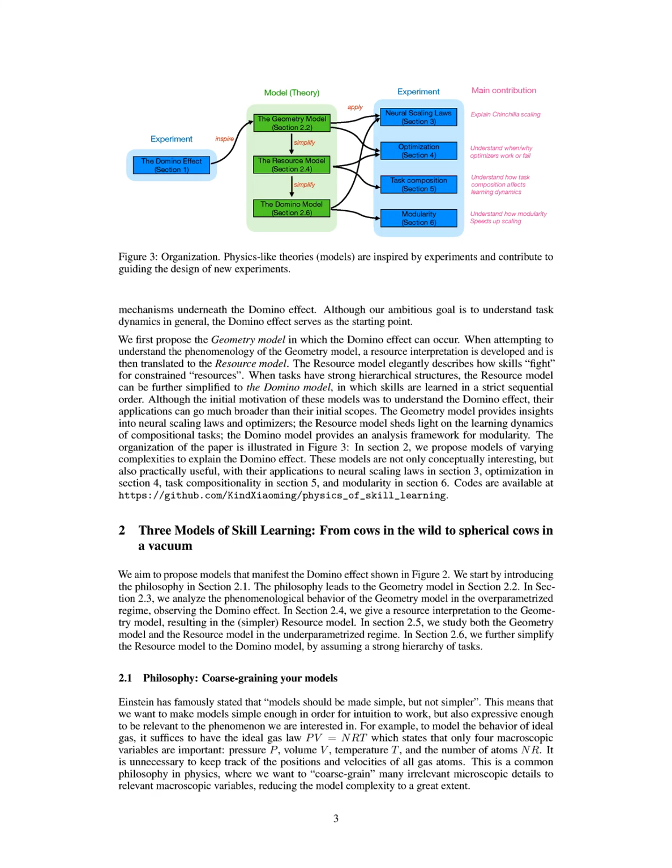The proposed geometry, resource, and domino models aim to address the complex dynamics of skill learning in language models, particularly focusing on the sequential nature of skill acquisition, as exemplified by the domino effect. The geometry model provides a framework to understand how skills are represented and interact within the parameter space, while the resource model interprets skill dynamics through the competition for limited learning resources among tasks. The domino model simplifies this further by assuming a strict hierarchical learning order, where each skill is learned sequentially, only after the previous one has been mastered.